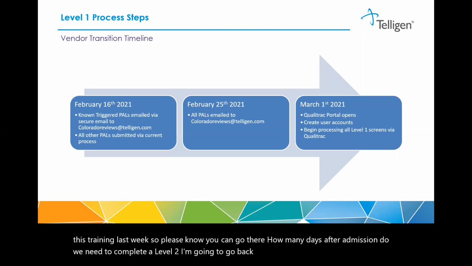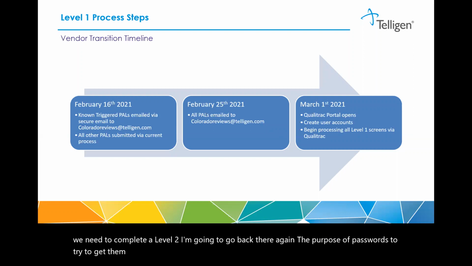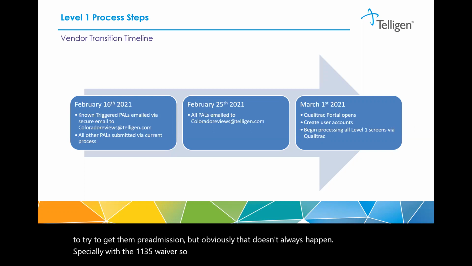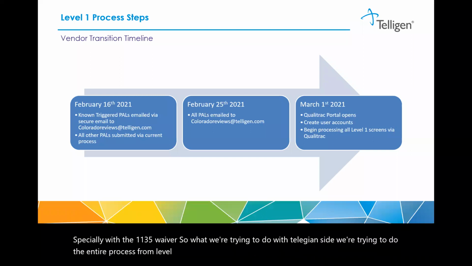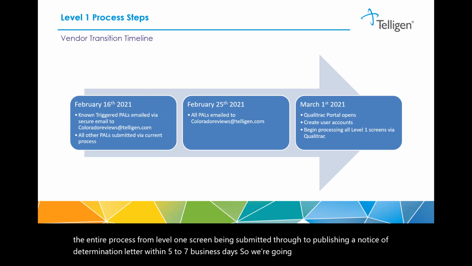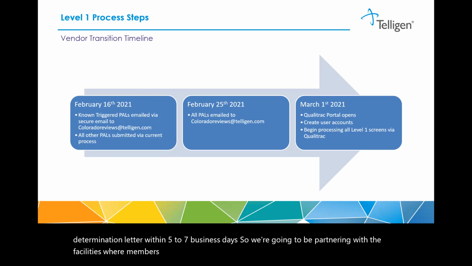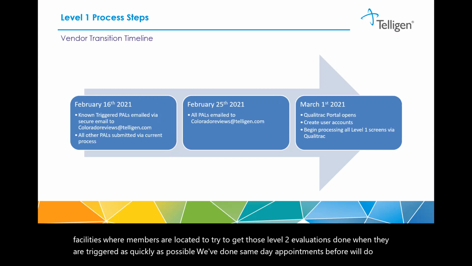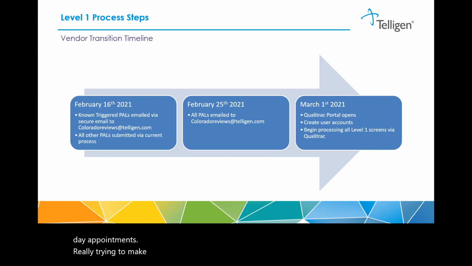Again, the purpose of PASRR is to try to get them pre-admission, but obviously that doesn't always happen, especially with the 1135 waiver. So what we're trying to do on the Telligent side is the entire process from the level 1 screen being submitted through to publishing a notice of determination letter within 5 to 7 business days. So we're going to be partnering with the facilities where members are located to get those level 2 evaluations done as quickly as possible when they are triggered. We've done same day appointments before. We'll do next day appointments, really trying to make that balance of efficiency happen.